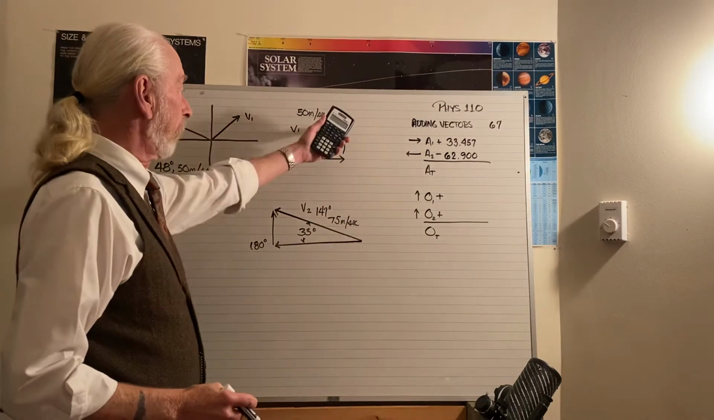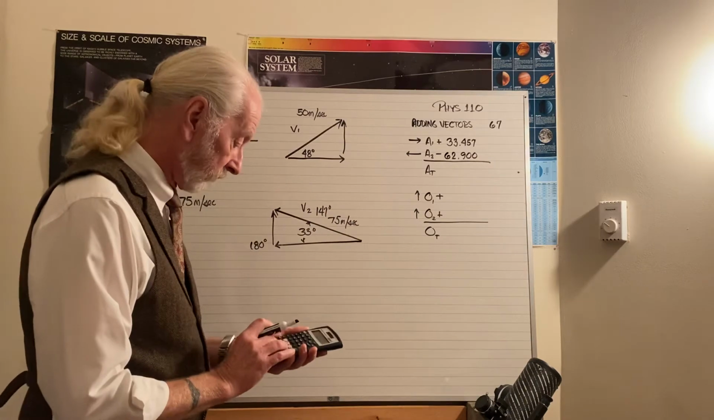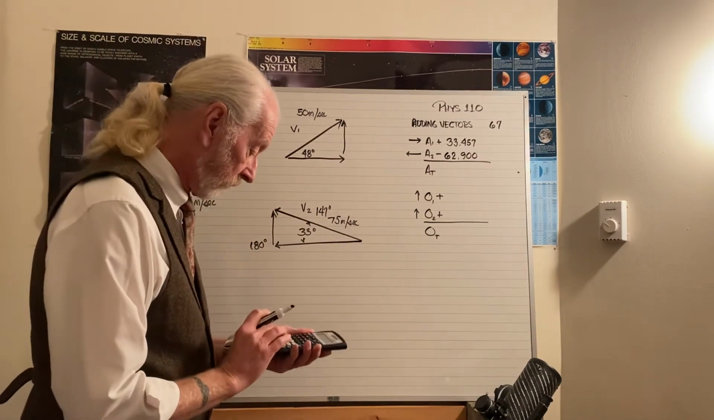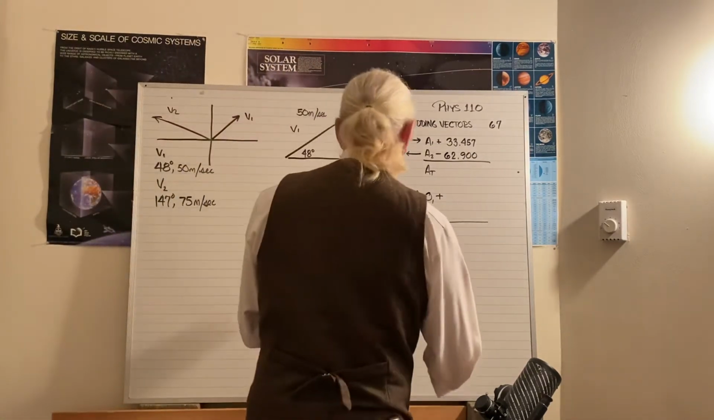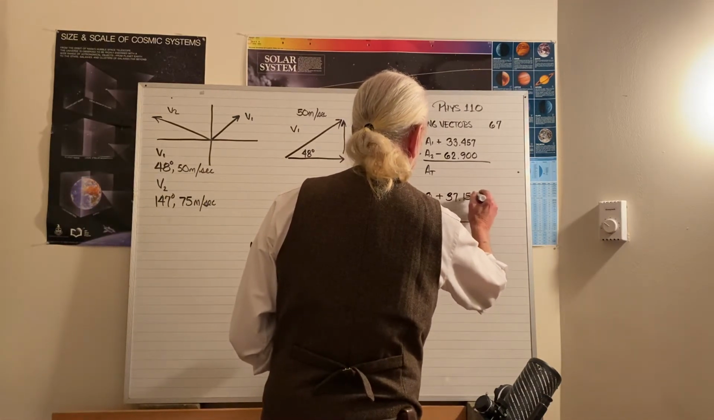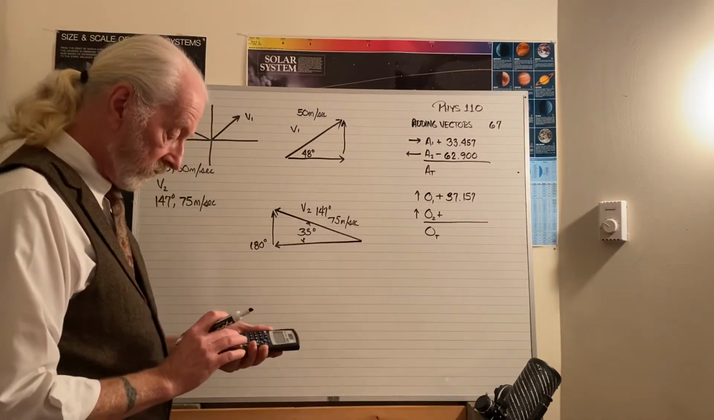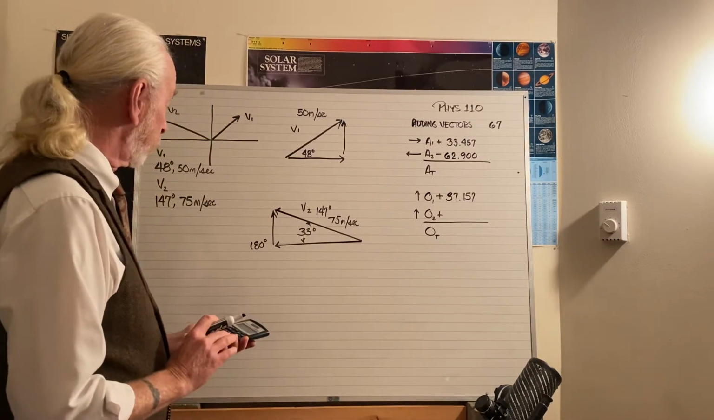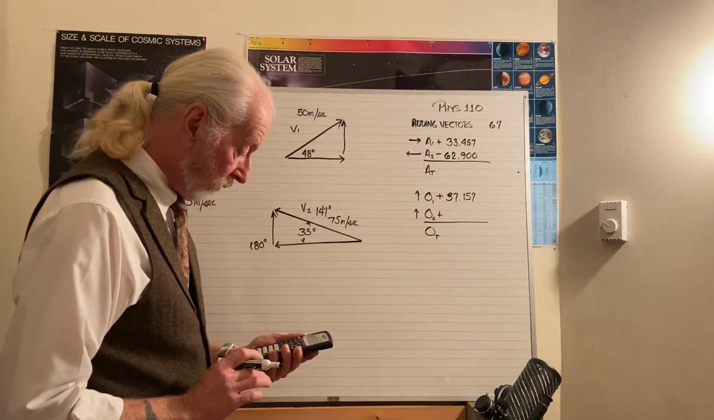Now I'll use sine for my opposites. Sine 48 times my hypotenuse of 50, 37.157. Sine of 33 times my hypotenuse of 75, 40.848.